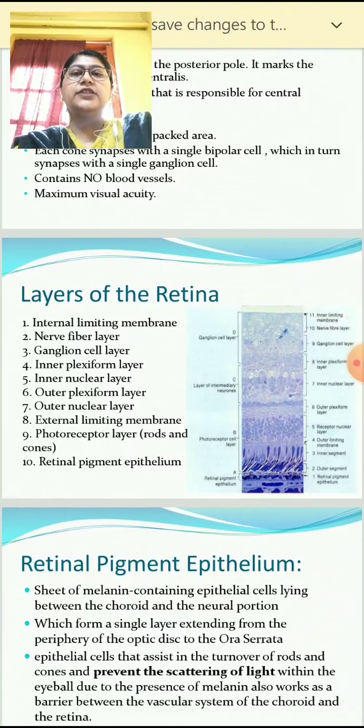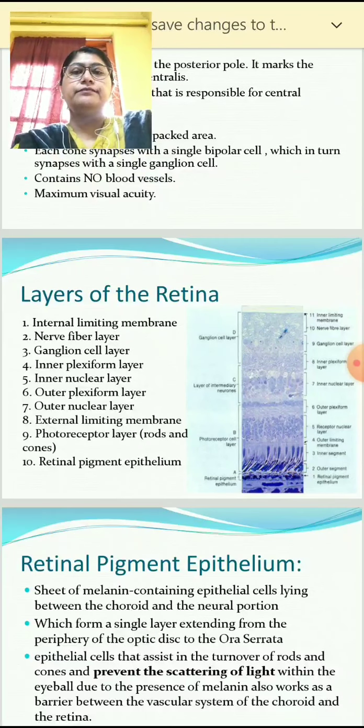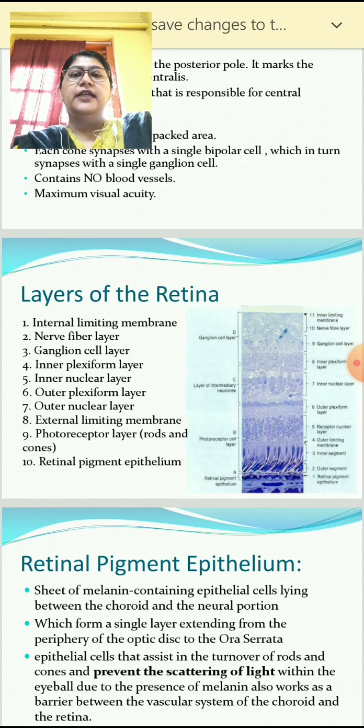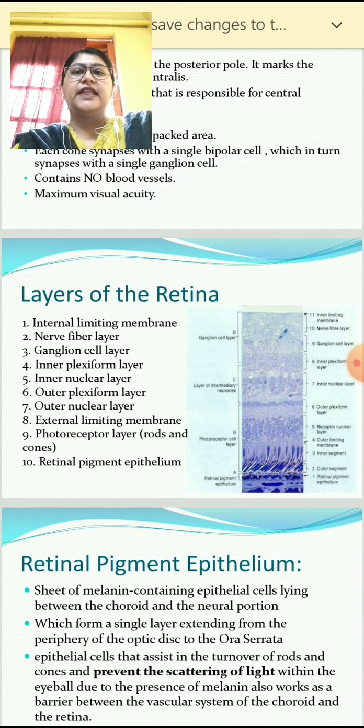Now, the layers of the retina. There are 10 layers of the retina. Now, the layers are, number 1 is the internal limiting membrane, then the nerve fiber layer, ganglion cell layer, inner plexiform layer, inner nuclear layer, outer plexiform layer, outer nuclear layer, external limiting membrane, photoreceptor layer, that is the rods and the cones layer, and retinal pigment epithelium. This order is from inside outwards. That means internal limiting membrane is the innermost layer and retinal pigment epithelium is the outermost layer.